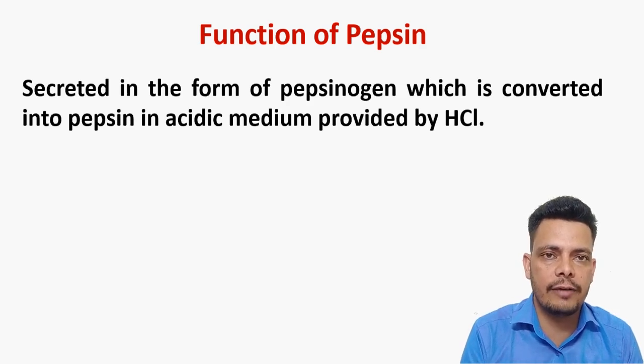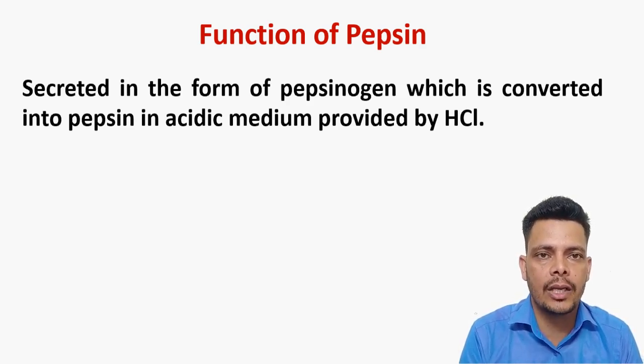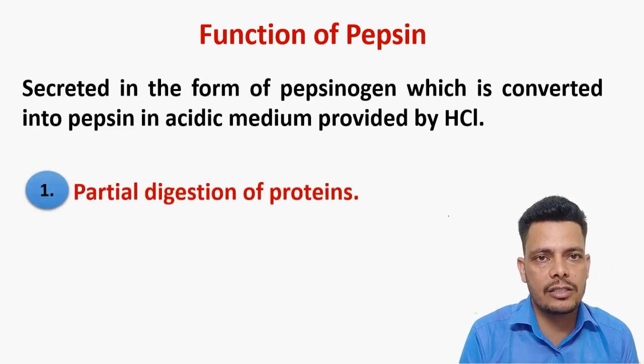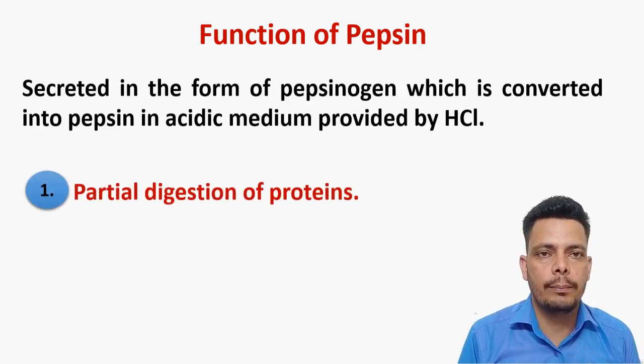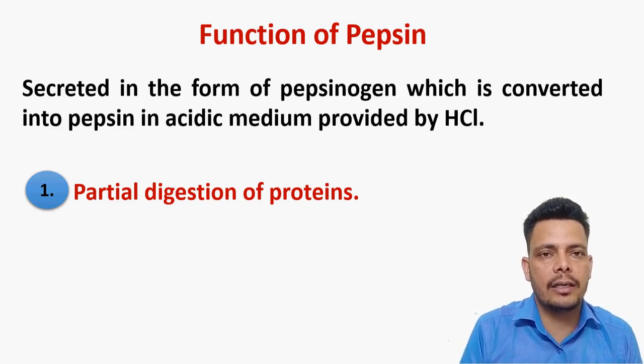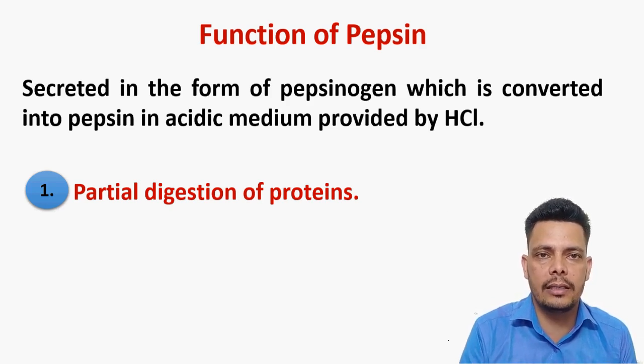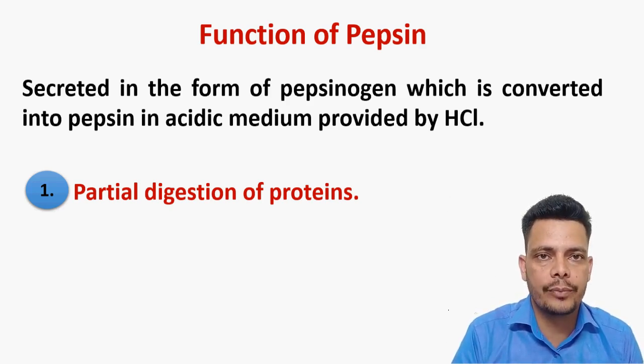It does not digest finally. Finally it is done by trypsin. First the pepsin partially digests. So what is that partial digestion? The protein has peptide bonds. The molecules of the proteins are connected by peptide bonds. It breaks the peptide bonds, and finally the proteins will be converted into amino acids by trypsin. Partially means half digesting the protein. It breaks the peptide bonds, and small molecules of proteins are available.